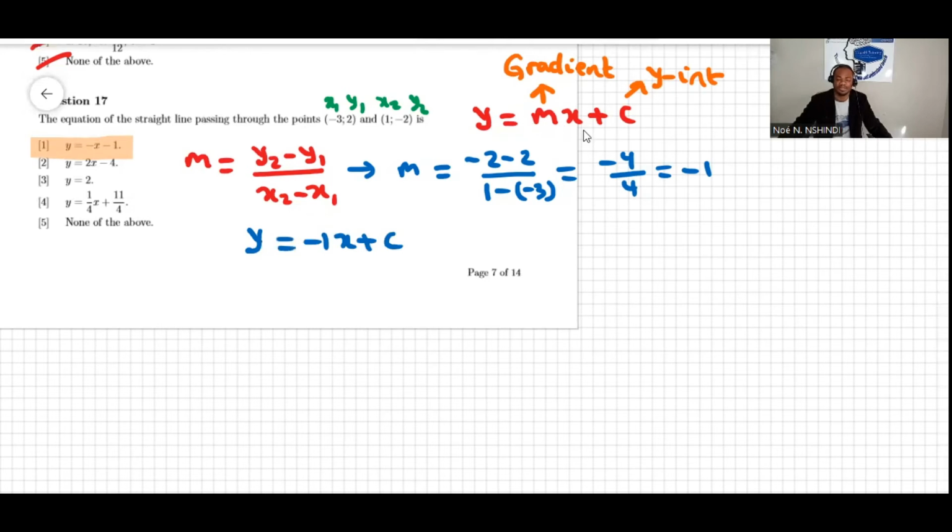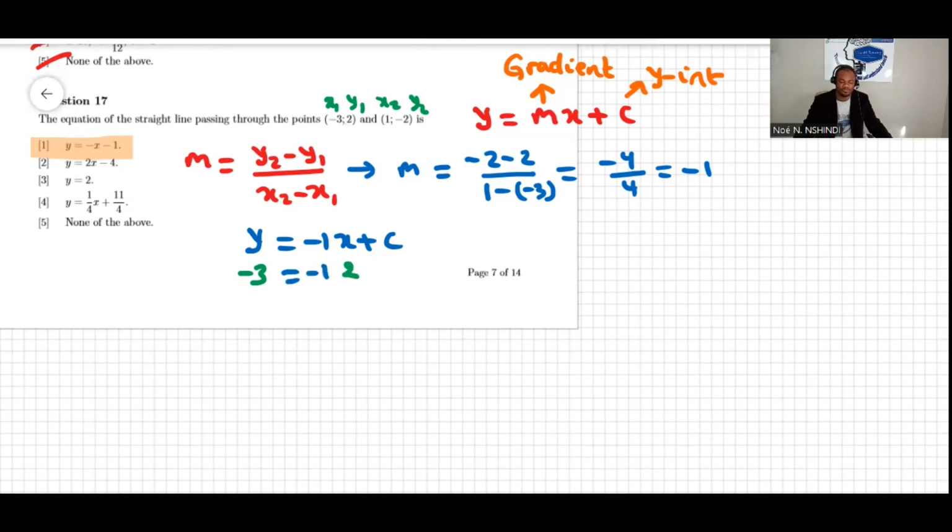Now, because the line passes through this point and that point, either of these points will satisfy the equation of this straight line. I can take any of these. Which one am I going to take? I don't know. I'm going to take this one, (-3, 2). So I'm going to substitute -3 for x and 2 for y.